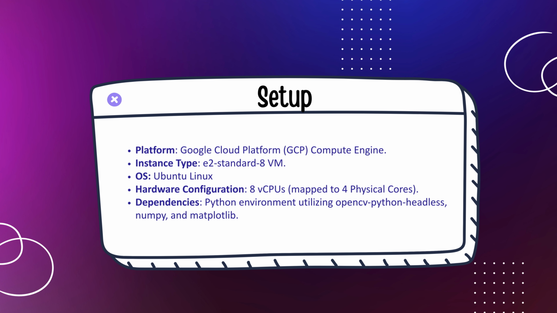For our experimental setup, we deployed everything on Google Cloud Platform using an E2 standard virtual machine running Ubuntu. The most critical detail here is the processor. Even though the system lists 8 vCPUs, it actually runs on just 4 physical cores. This hardware limit is exactly what we wanted to test. For the software, we use a standard Python environment with OpenCV for image processing and Matplotlib to generate our performance graphs.